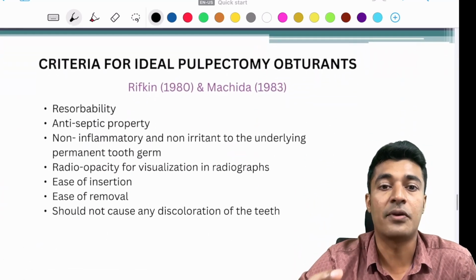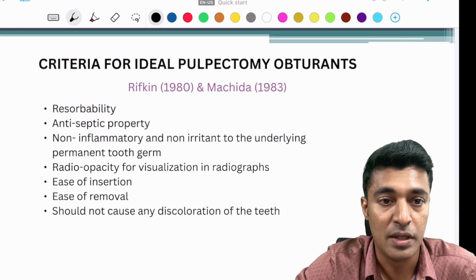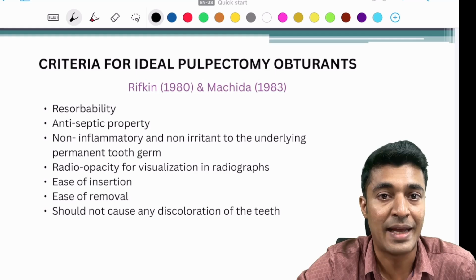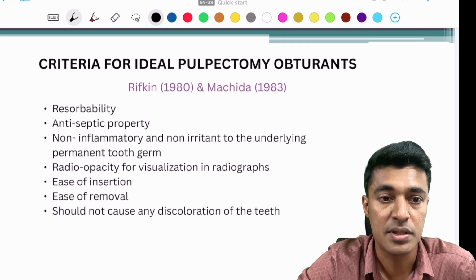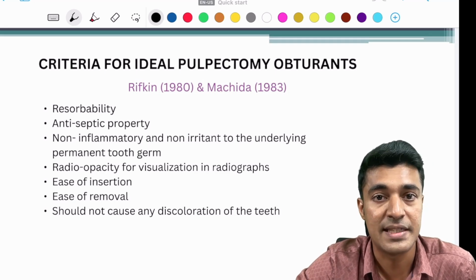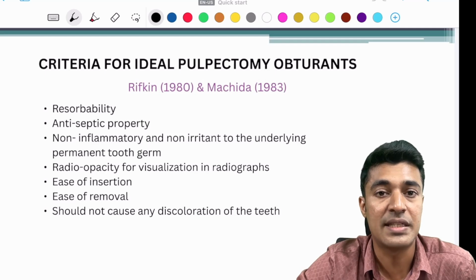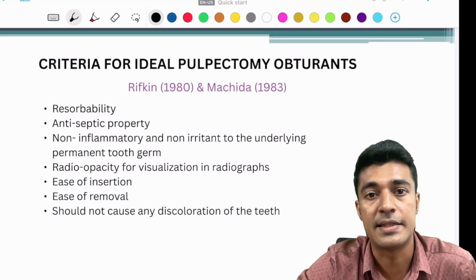Now the criteria for an ideal pulpectomy obturant include: it should be resorbable, it should have antiseptic property, be non-inflammatory and non-irritant to the underlying tissues, have radiopacity for visualization in the radiograph, ease of insertion and removal, and should not cause any discoloration of the tooth.